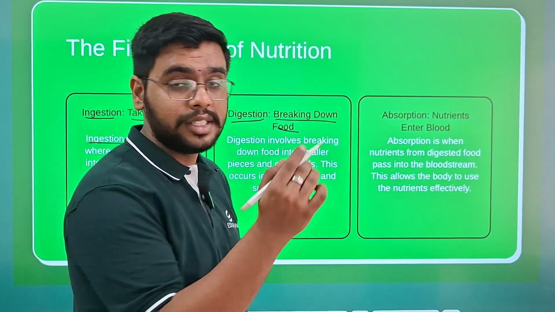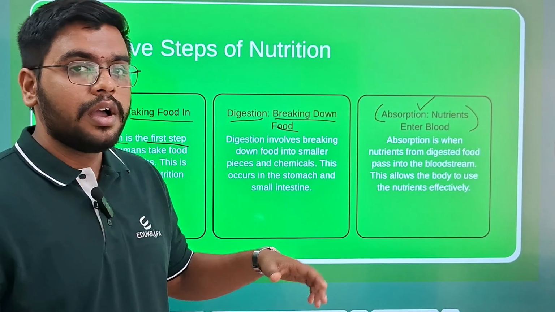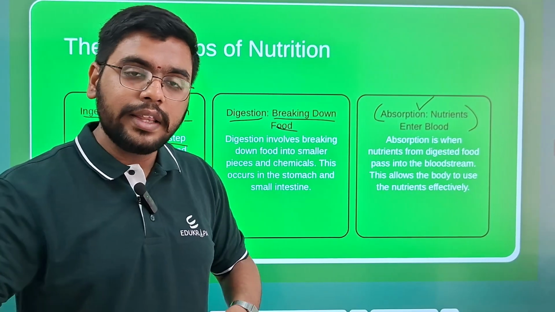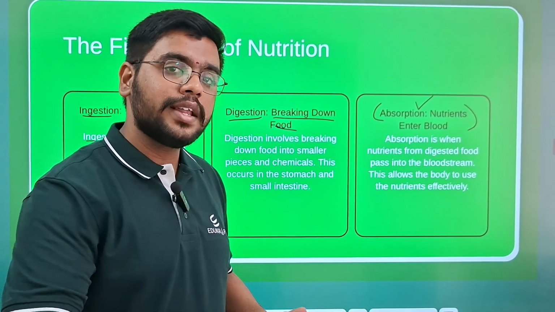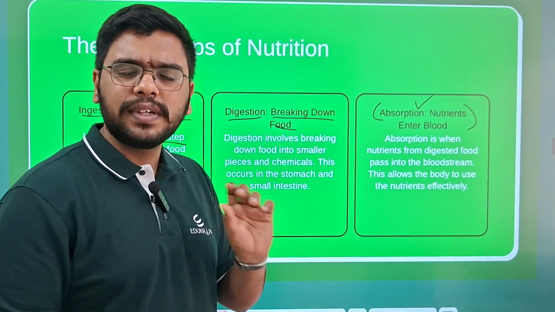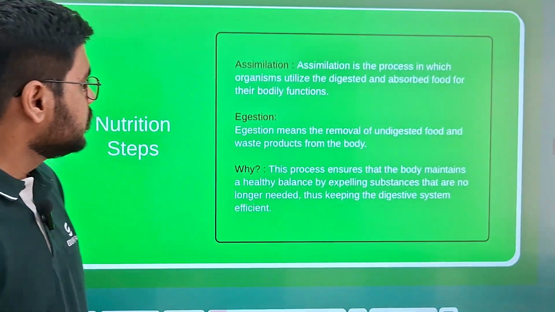Next, absorption. This is where this part of the unit starts. This video starts from absorption. Absorption is when nutrients are digested in the stomach, then they go to the small intestine where the absorption happens through the small intestine. This can be said to be the final part of digestion because nutrients are getting absorbed.